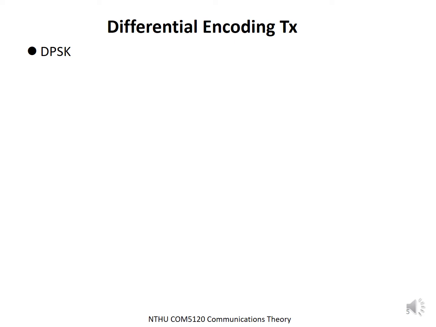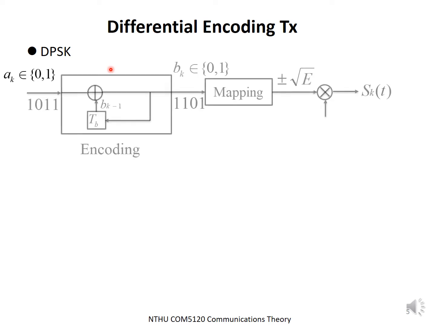Let's apply this differential encoding principle to the transmitter and receiver. This is the so-called differential PSK, differential phase shift keying. This is how differential PSK is carried out in a communication system.